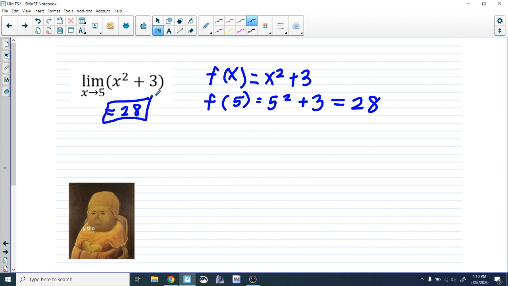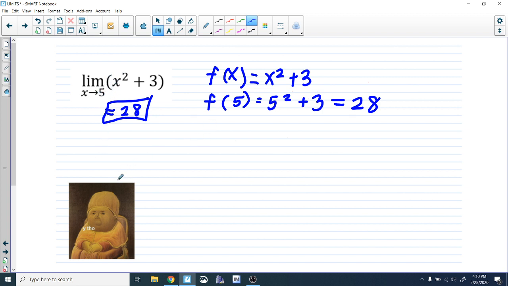So two things I want you to get out of this example are, one, the first thing you should always try is just subbing in the value and seeing what happens. And two, a limit like this is just finding a function value. You're just finding the y-coordinate when x equals whatever is right here.